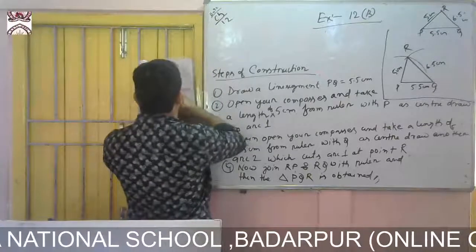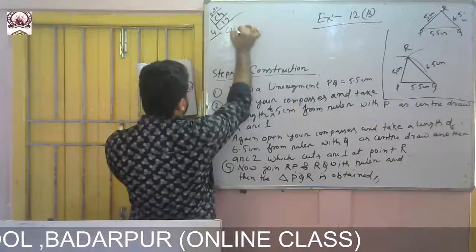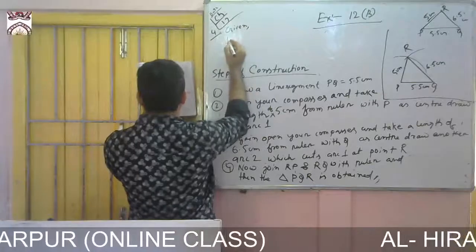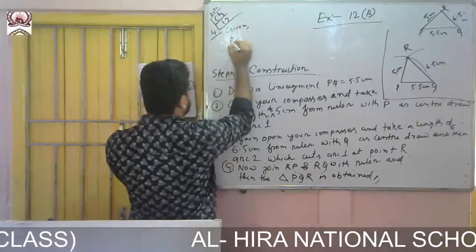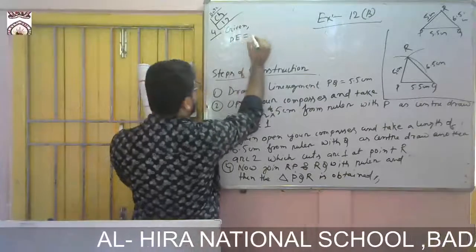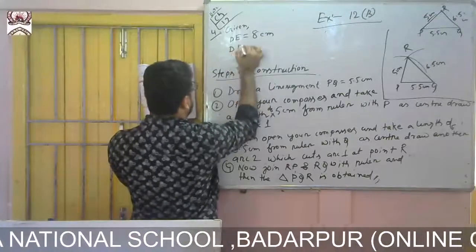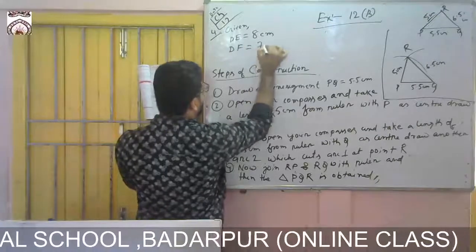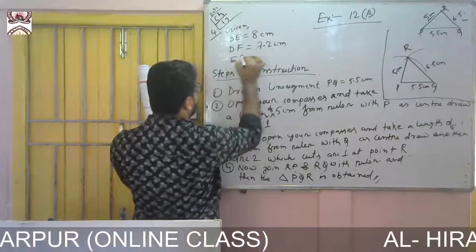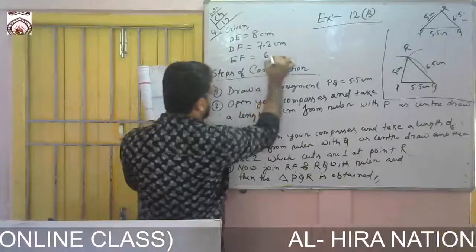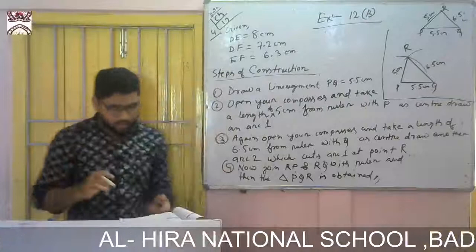So in question number 4, given DE equals 8 centimeter, then DF is 7.2 centimeter, then EF is 6.3 centimeter. Now we need to draw this one.